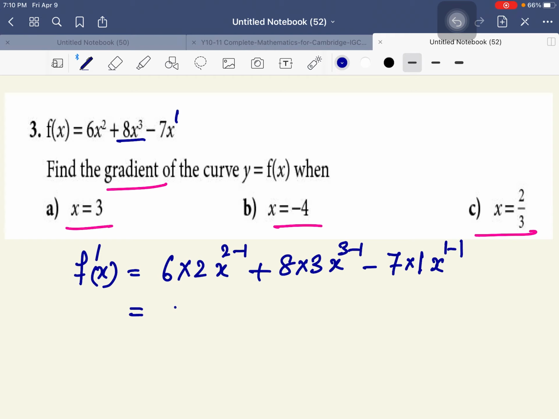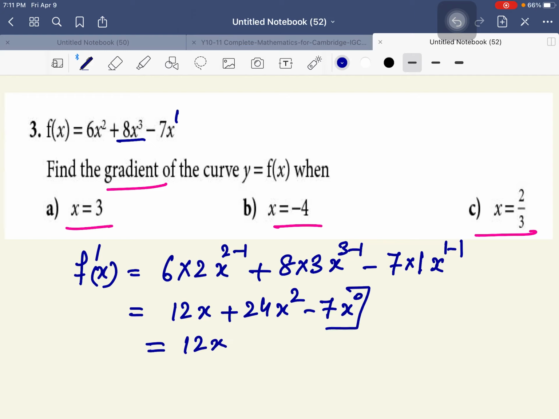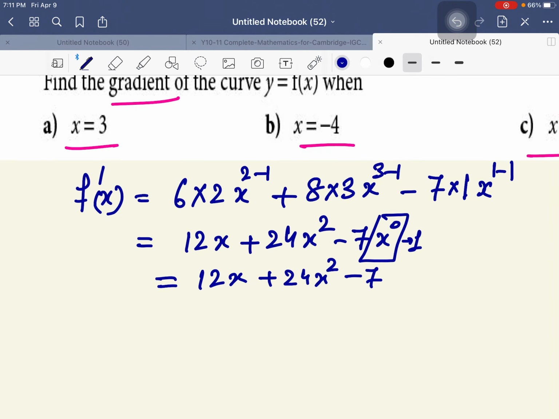Further simplification, 12x plus 24x^2 minus 7x^0. Something to the power 0 is 1. So this thing is 1. 1 times 7, it becomes 12x plus 24x^2 minus 7 times 1 is 7. So this is the gradient function, but not the gradient at a point.